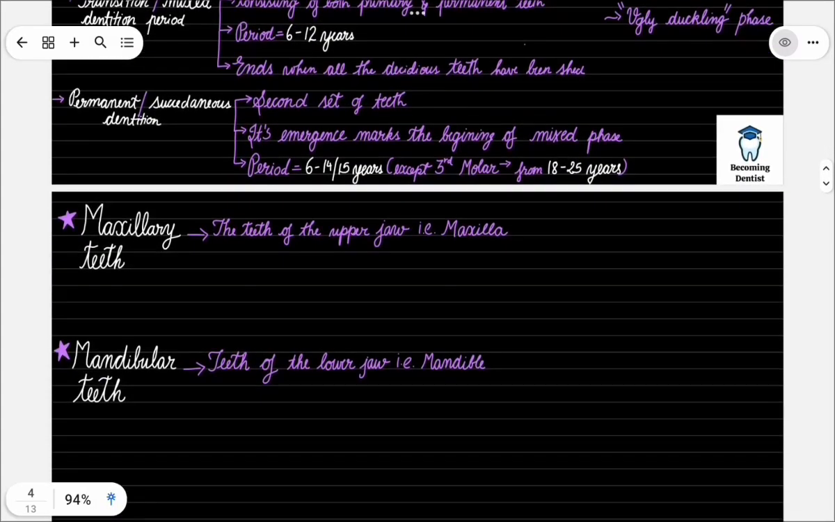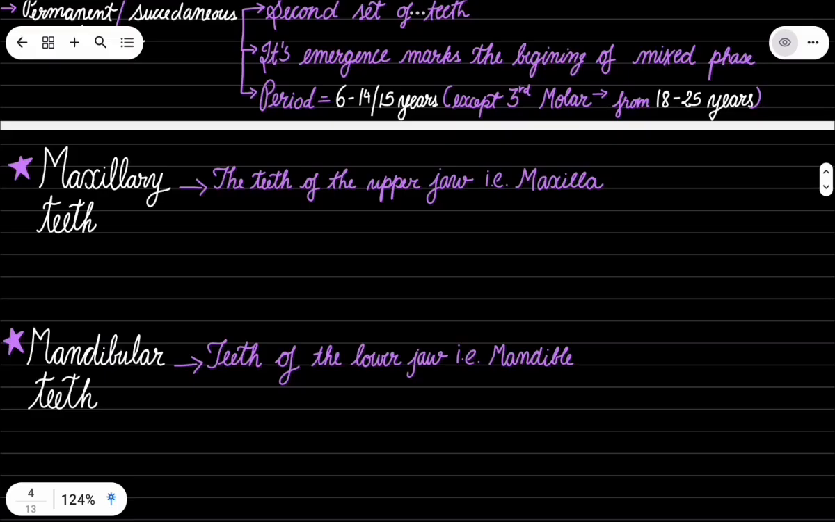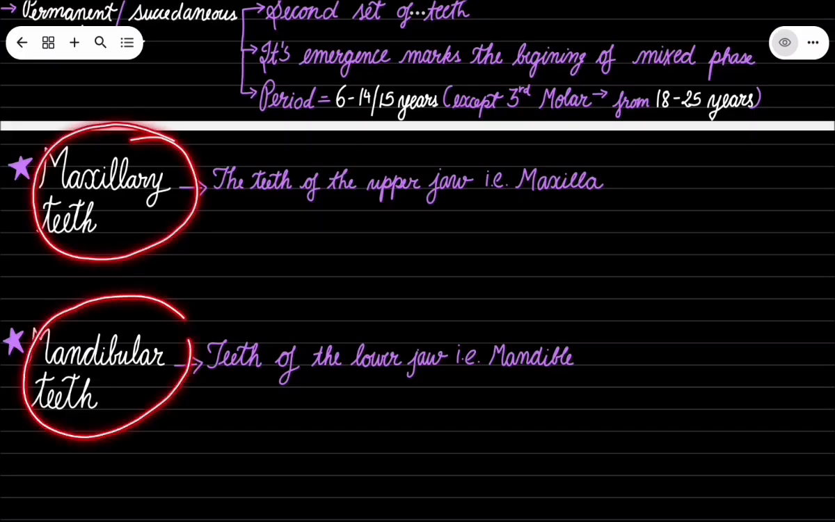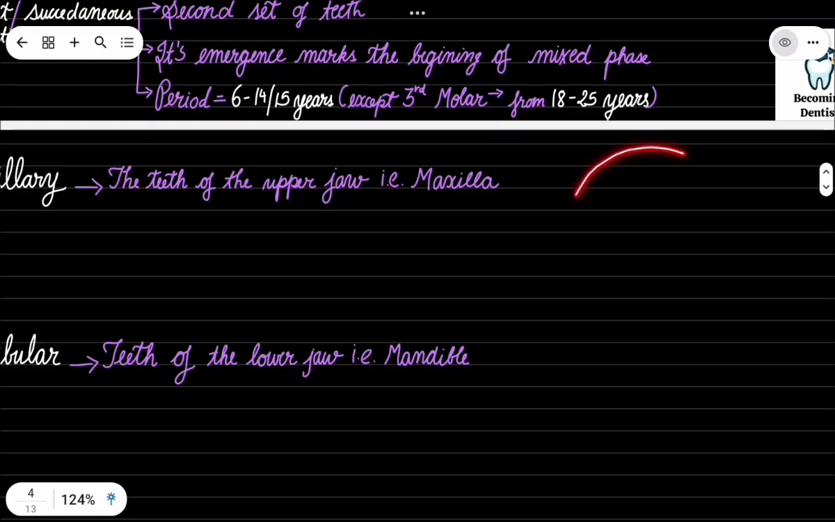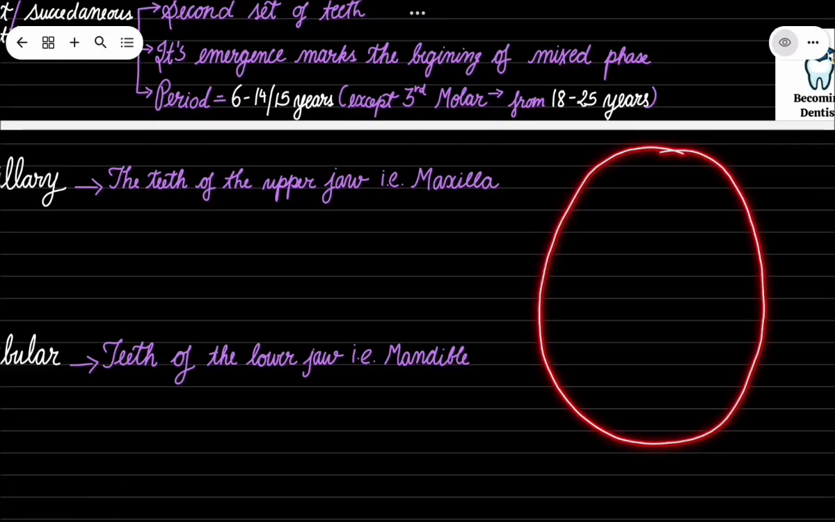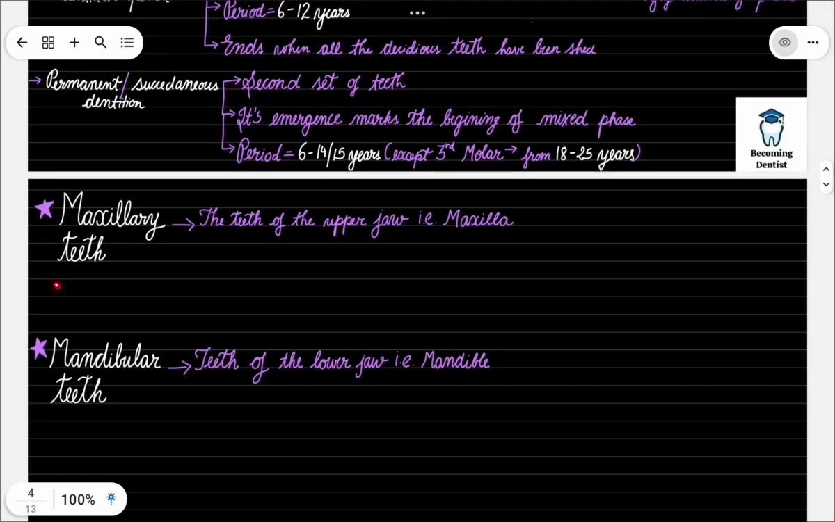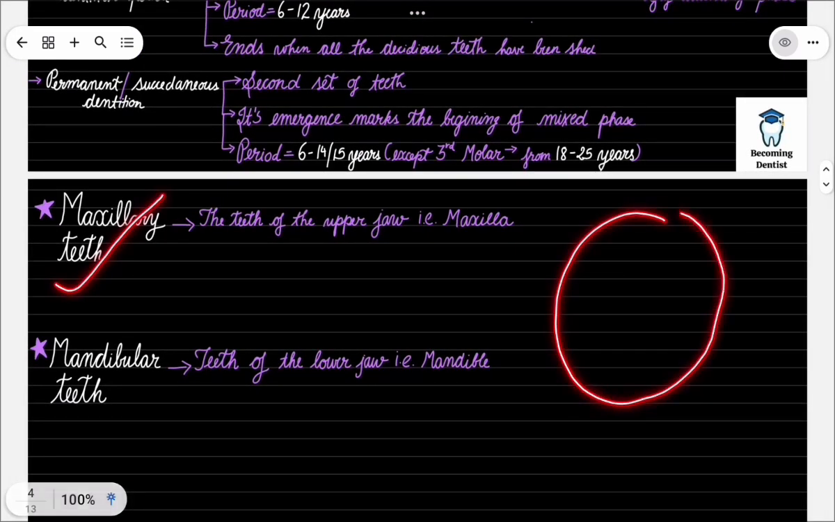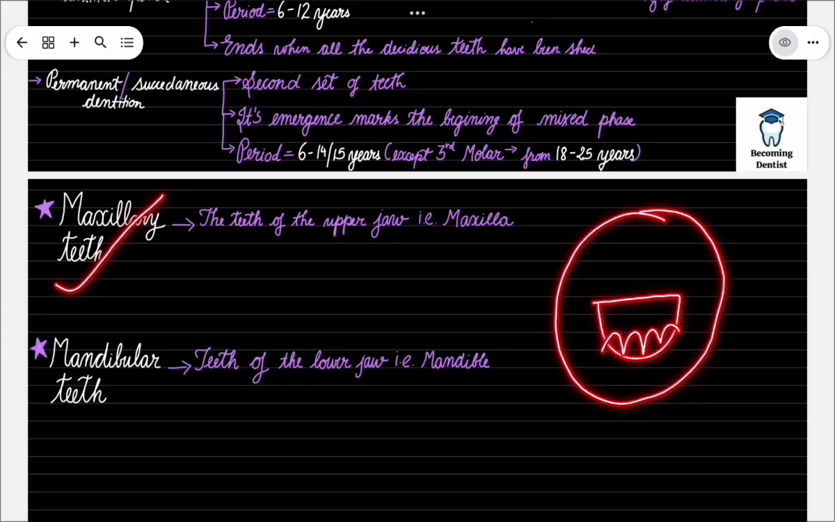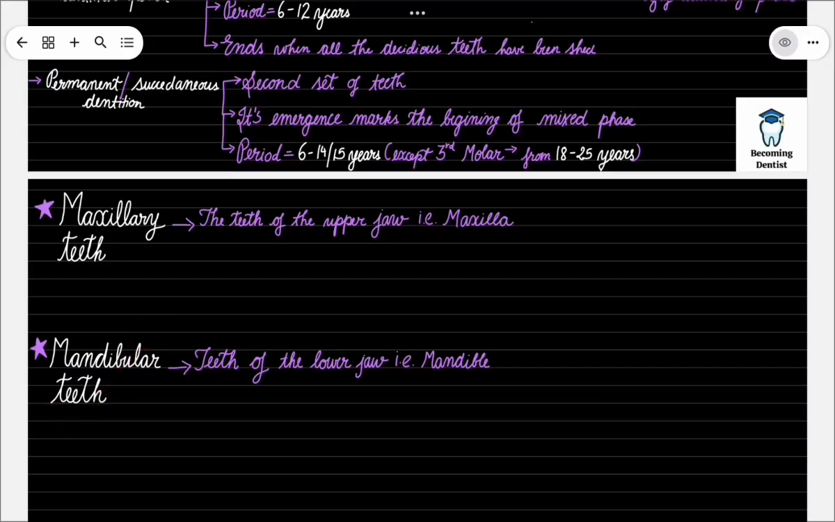Now, based on the presence of teeth in different arches, that is the maxillary arch and the mandibular arch, the teeth are of two types, the maxillary teeth and the mandibular teeth. Now, suppose this is the face of a person. The teeth which will be present in the maxillary arch or the upper jaw in the maxillary bone are called as the maxillary teeth, and the teeth which will be present in the lower jaw or the mandible bone, mandibular arch, are called as the mandibular teeth.